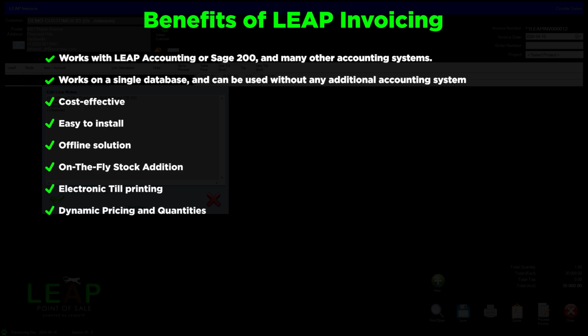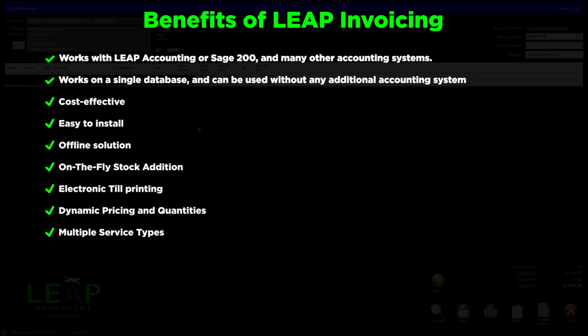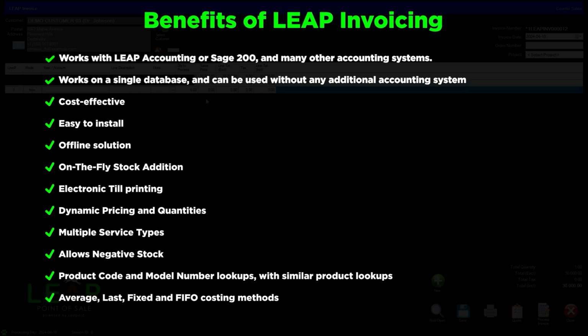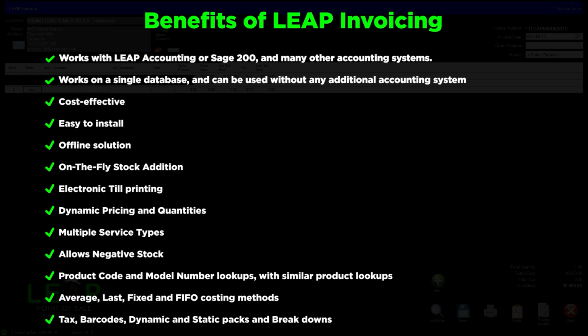Allows for dynamic pricing and quantities. Allows for multiple service types such as counter sales, delivery, part delivery, pickup, stockful, lay-by, etc. Allows negative stock. Allows product code and model number lookups with similar product lookups. Allows the use of average, last, fixed, and FIFO costing methods. Allows tax, barcodes, dynamic and static packs and breakdowns.